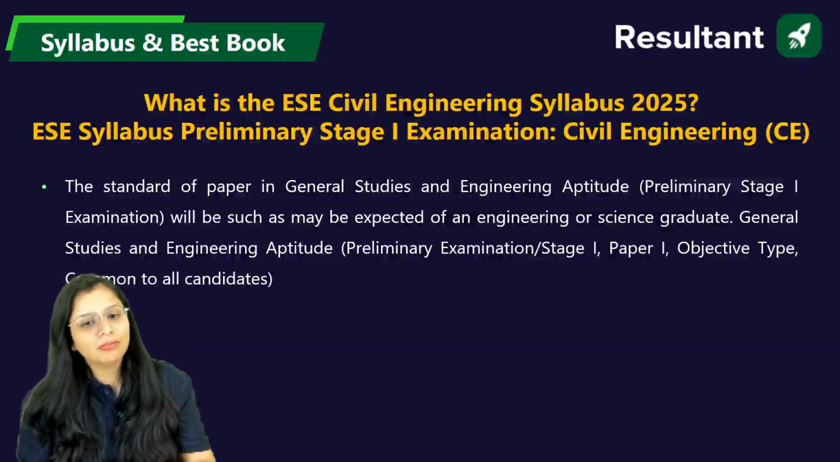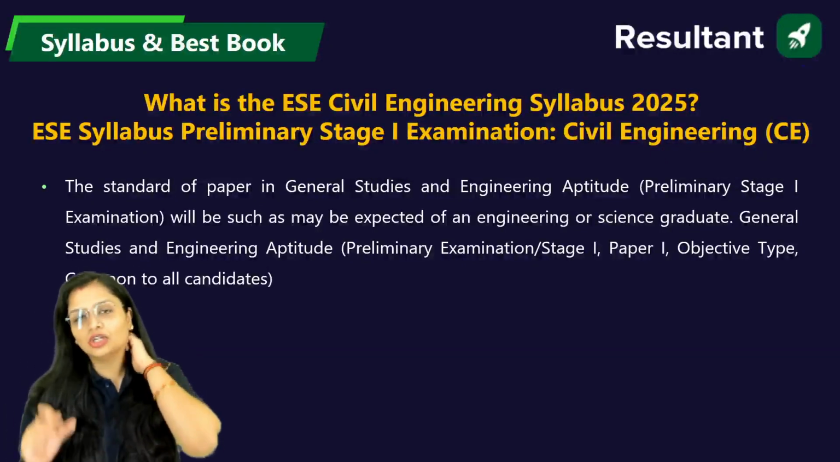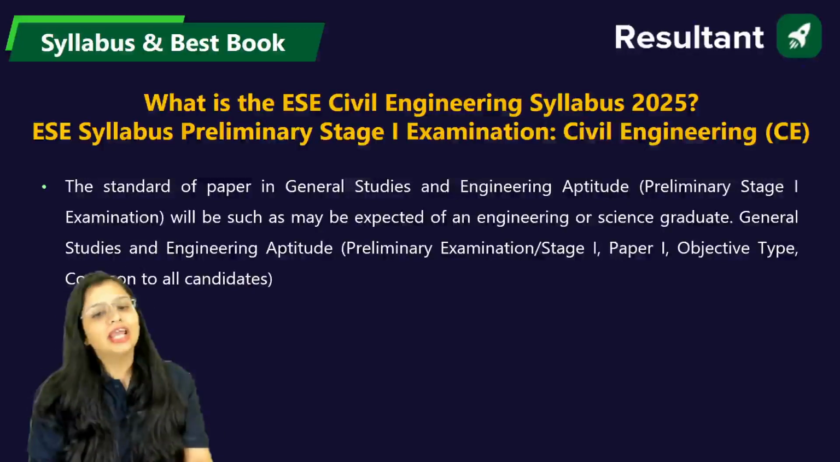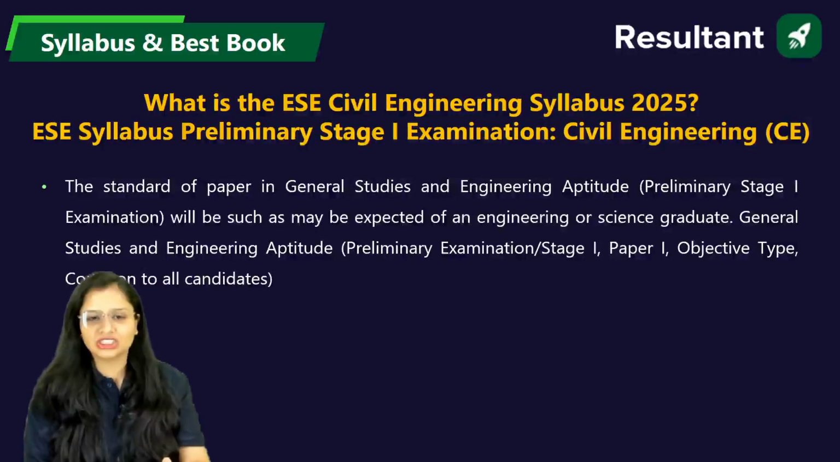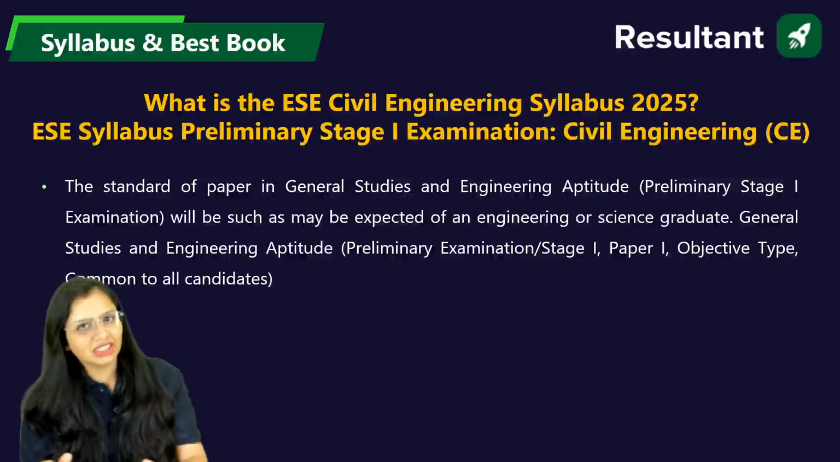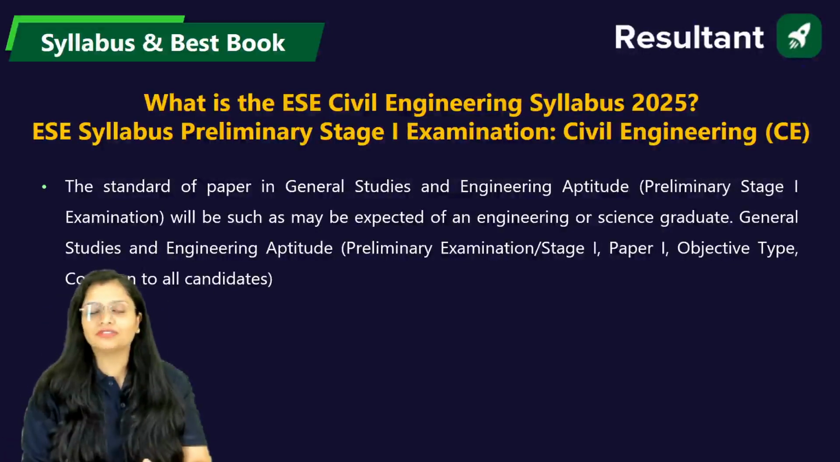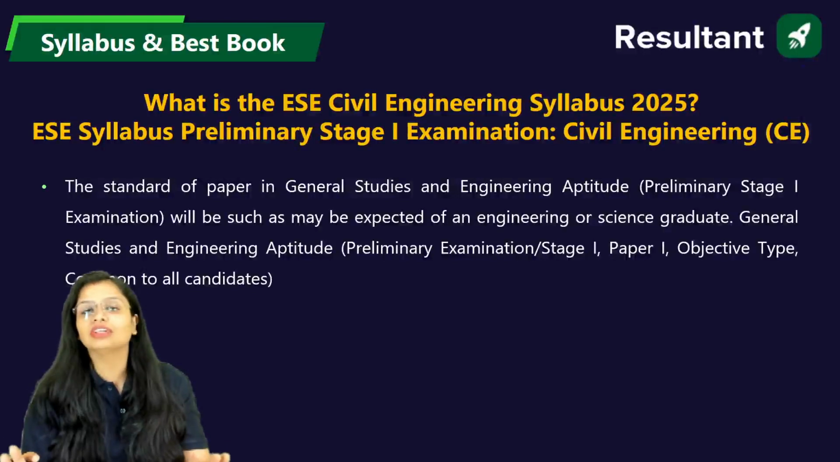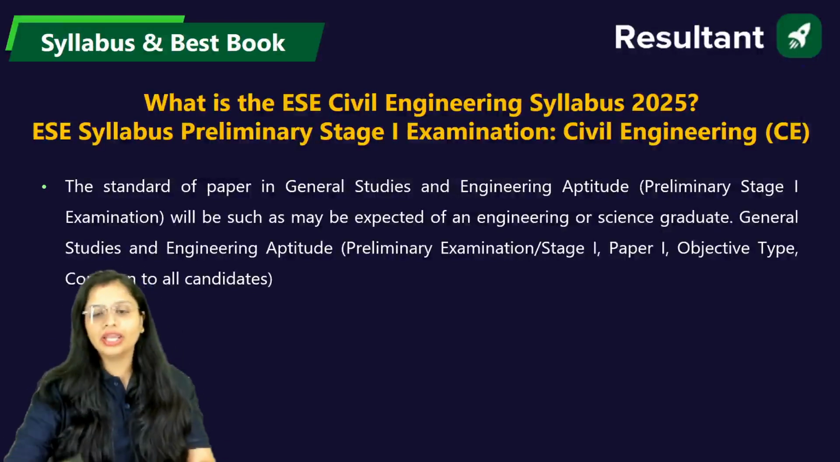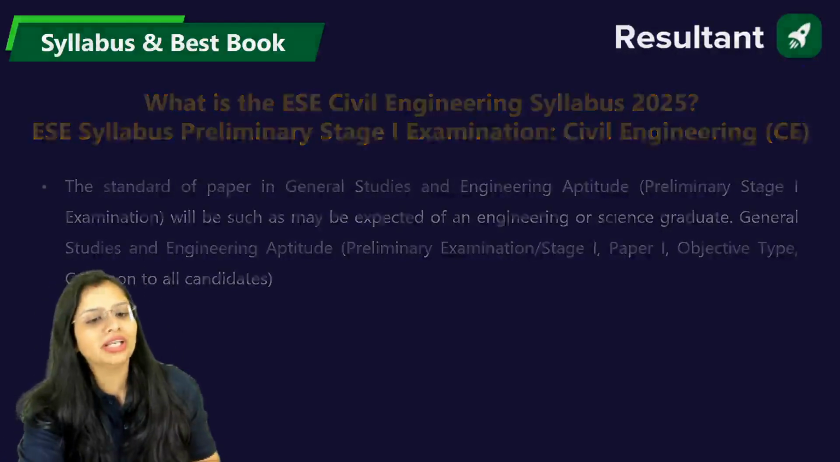If you talk about the prelims, there are two stages. Stage one has general studies and engineering aptitude, and the next paper will be technical in nature. Both the papers will be exclusively objective with negative marking. Talking about mains, it will be purely conventional.